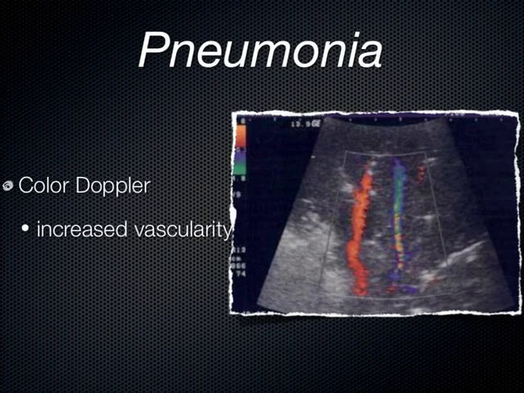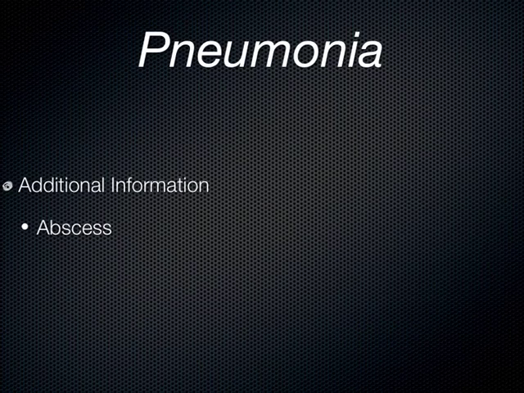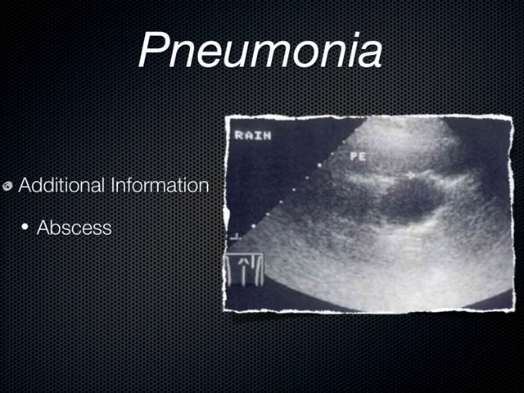Other things we can see are abscesses, very discrete collections of fluid within the lung. This is an example of a lung abscess after significant necrotizing pneumonia. Here's another great example where you can actually see the outline of the entire bronchus through ultrasound because the lung is so consolidated.